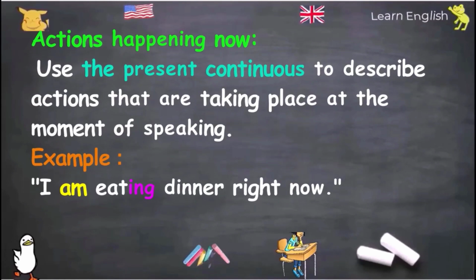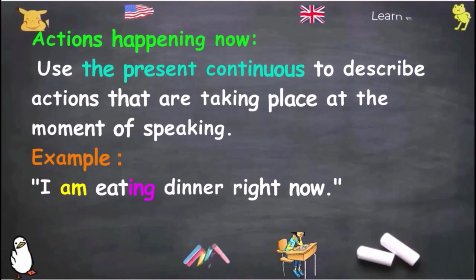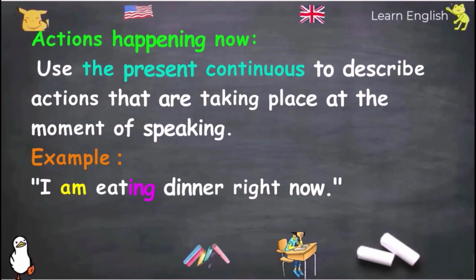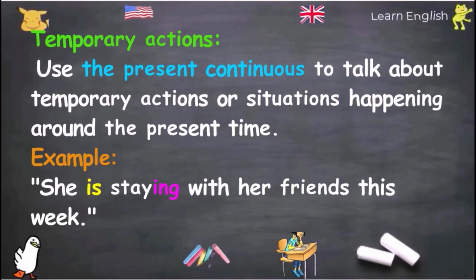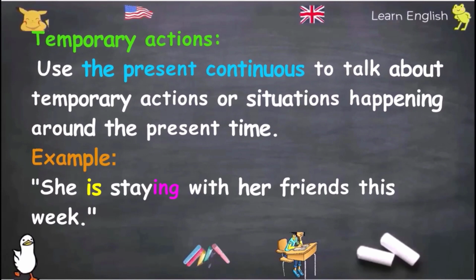Usage. Actions happening now. Use the present continuous to describe actions that are taking place at the moment of speaking. Example: I am eating dinner right now. Temporary actions. Use the present continuous to talk about temporary actions or situations happening around the present time. Example: She is staying with her friends this week.